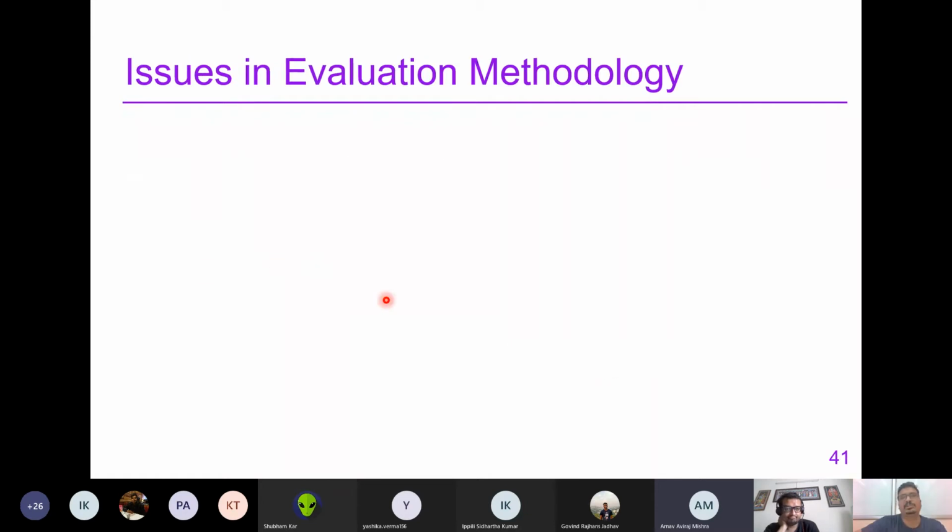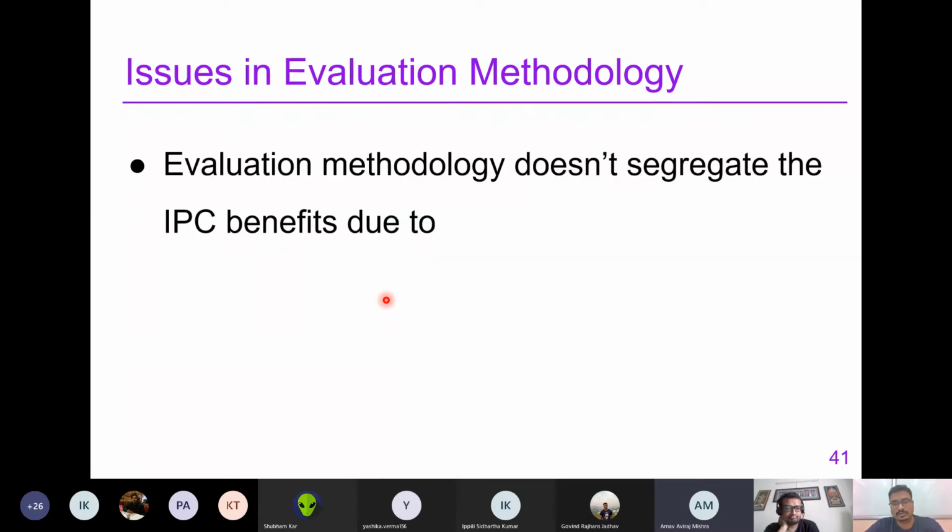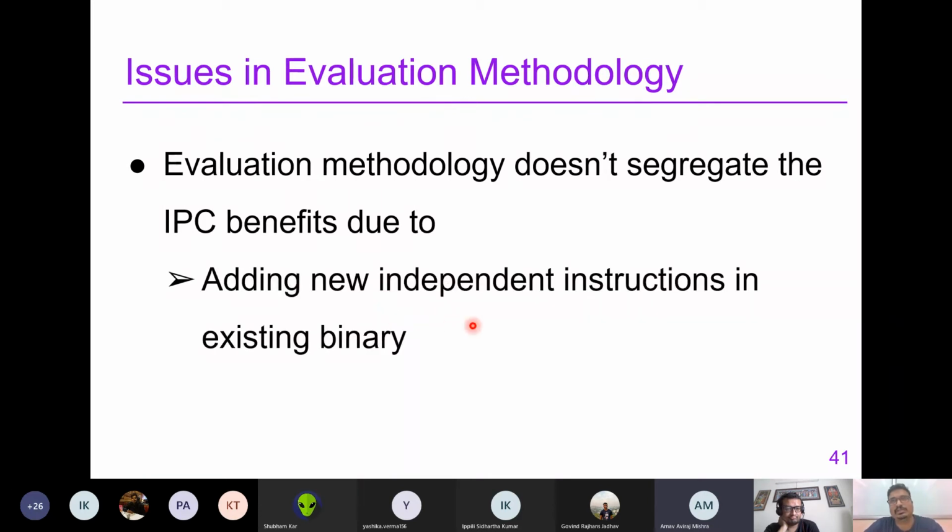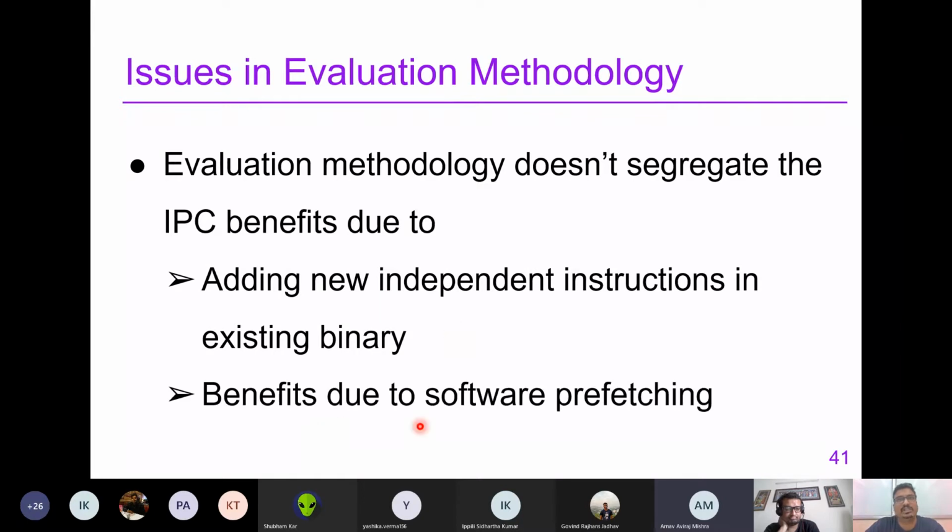And we also observed one key issue with their evaluation methodology. So in the evaluation methodology, when they are comparing the IPC benefits, they are not segregating the benefits due to the new instructions added and the actual benefits of the software prefetching. Because the new instruction which they have added, which is BR prefetch or branch prefetch, is a highly independent instruction. So it will highly affect the IPC. So we need to segregate the effects of that particular instruction and the actual benefits we are getting from the software prefetching.